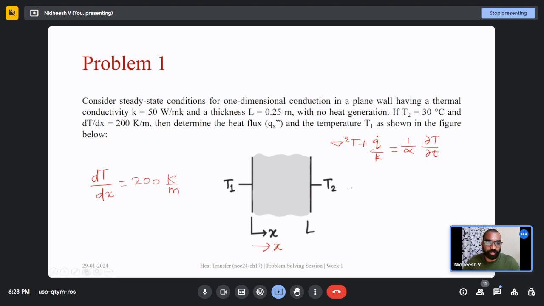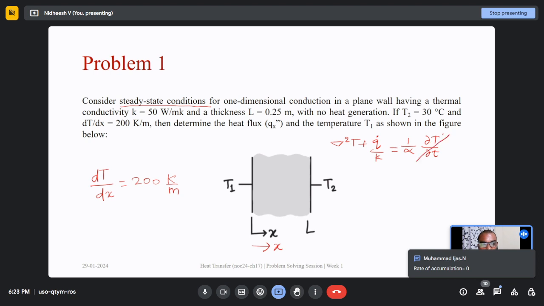So in this expression, which terms can we neglect? Just look at the question once again. It is saying it is a steady state condition. What do you mean by steady state condition? The right-hand side would be 0, because steady state means there is no change with respect to time. The right-hand side is the rate of change of temperature with respect to time, so when we say steady state, this change of temperature with respect to time goes to 0. Then it is a one-dimensional system.